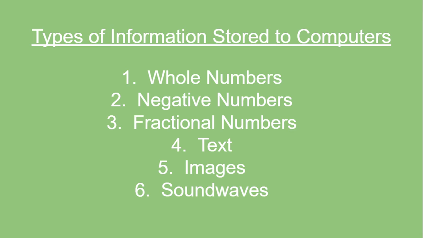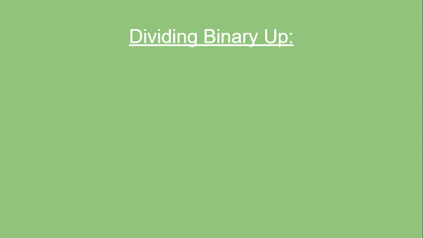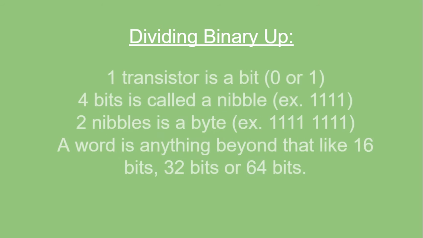So let's talk about the easy one first, which is whole numbers. Actually, we're not going to talk about that first. Let's talk first about the first step of saving information: you have to divide your binary bits up. And so we have divided the binary bits up into sections, which helps us store information in really important ways. You guys know that one transistor is a binary bit. It's saved as a 0 or a 1.